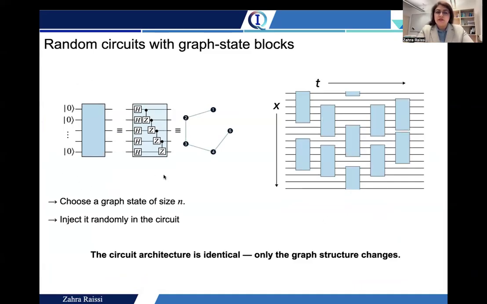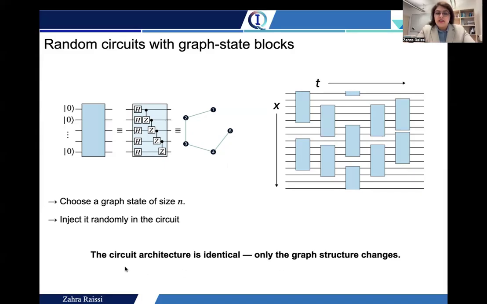We choose a graph state of size n. In this example, we have size 5. We inject it in a random quantum circuit with periodic boundary condition and with open boundary condition. We discuss all of these scenarios in our paper. We allow the quantum circuit to go until layer T.